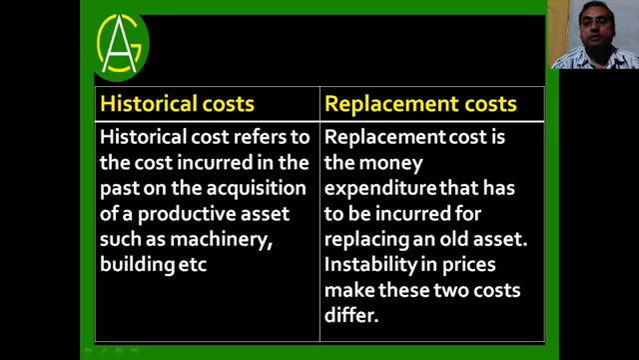And on the other hand, replacement cost. Replacement cost is the money expenditure that has to be incurred for replacing an old asset. Say for example, we had acquired a computer 10 years ago. So at present, the cost of that computer is considered as historical cost. But when the computer becomes outdated and it has to be replaced, the cost that will be incurred at the time of replacement will be considered as replacement cost.